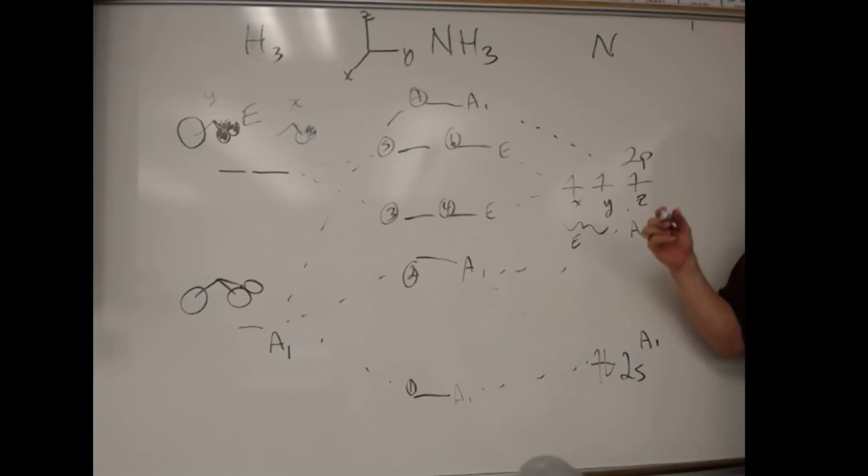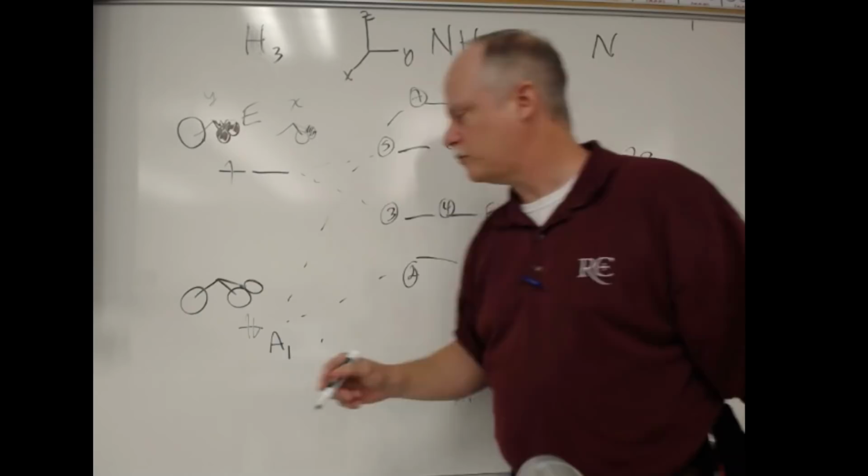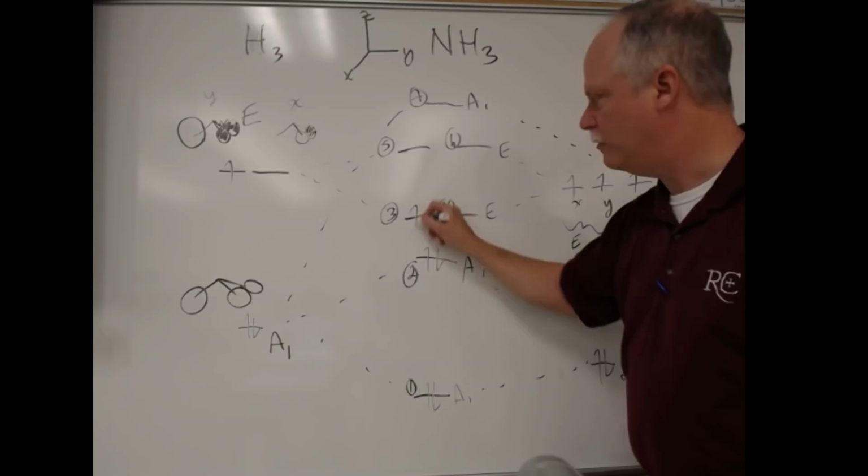Now over here, we have 3 hydrogen atoms come in with 1s orbitals. We have 3 electrons. So 1, 2, 3. And so we have 5, 6, 7, 8 electrons. Is that right? Yeah. So then we add them up from the bottom. 1, 2, 3, 4, 5, 6, 7, 8.